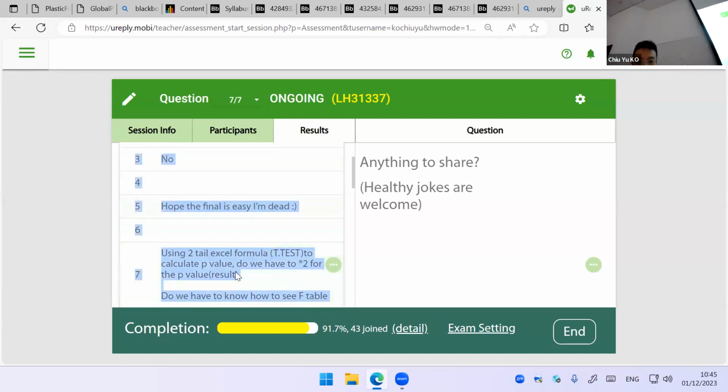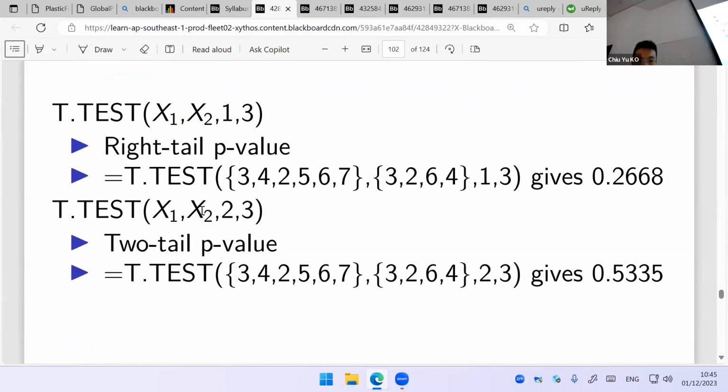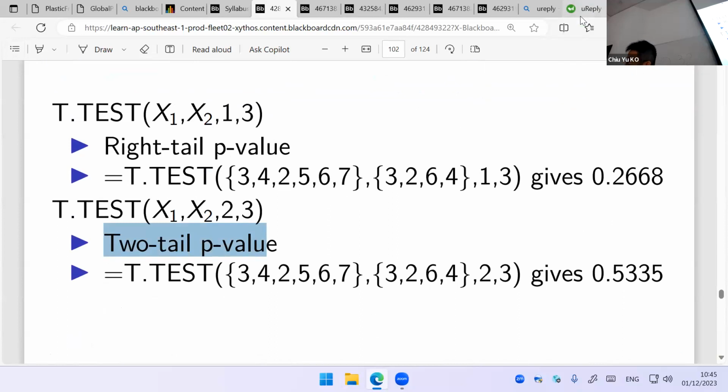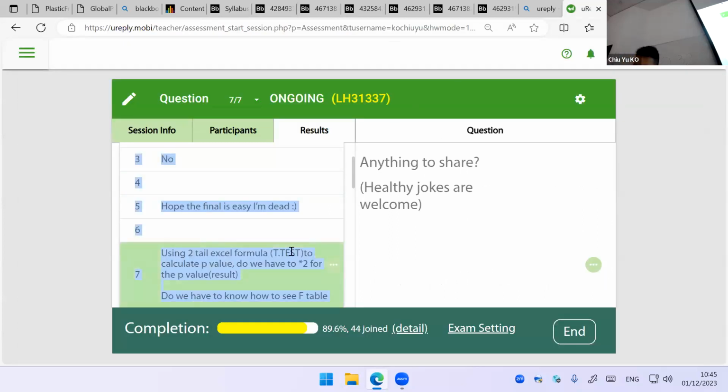For the T-test, you already have the 2 tail. Just remember the T2 test is you have 2 tail. So if you do the 2 here, it's already 2 tail. You don't need to multiply by 2. Don't multiply by 2, otherwise you will make a mistake. If the T-test is 2 tailed, it's already 2.